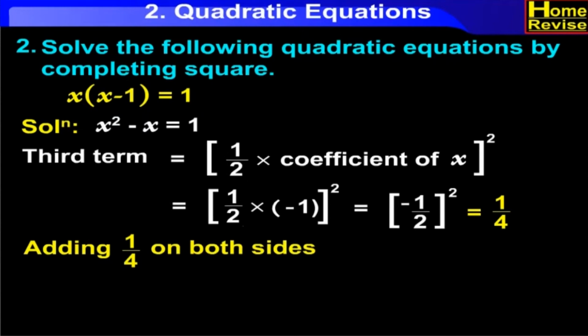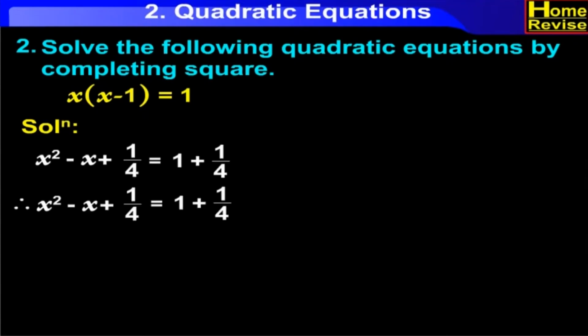Now, adding 1 upon 4 on both the sides, we get x square minus x plus 1 upon 4 is equal to 1 plus 1 upon 4. Therefore, x square minus x plus 1 upon 4 is equal to 5 upon 4.